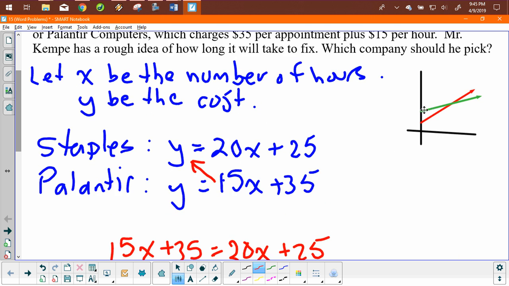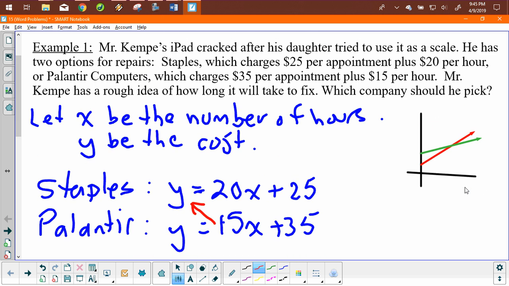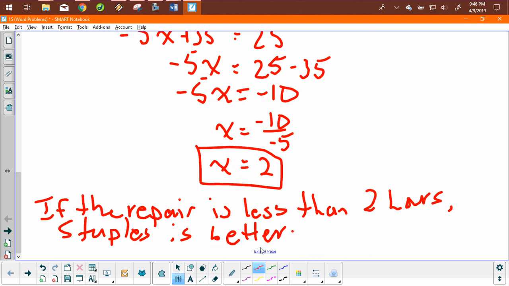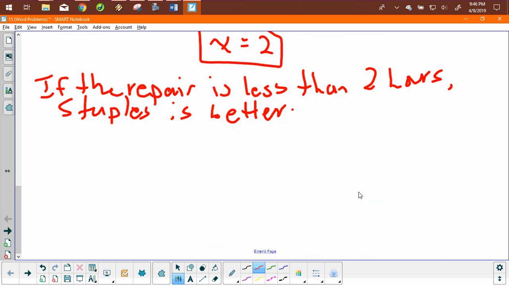Okay. Again, the reason I know that is because from the graph, okay, Staples had the lower initial cost, right? It started at 25, then was going up by 20. So this meeting point right here where they cross, right, that happens at 2 hours. So Staples is cheaper at first. Okay, so less than 2 hours, I can go with Staples. If I think it's going to take them more than 2 hours to fix the iPad, then I want to do Palantir Computers instead. Okay, so just to tack that on, maybe more than 2.